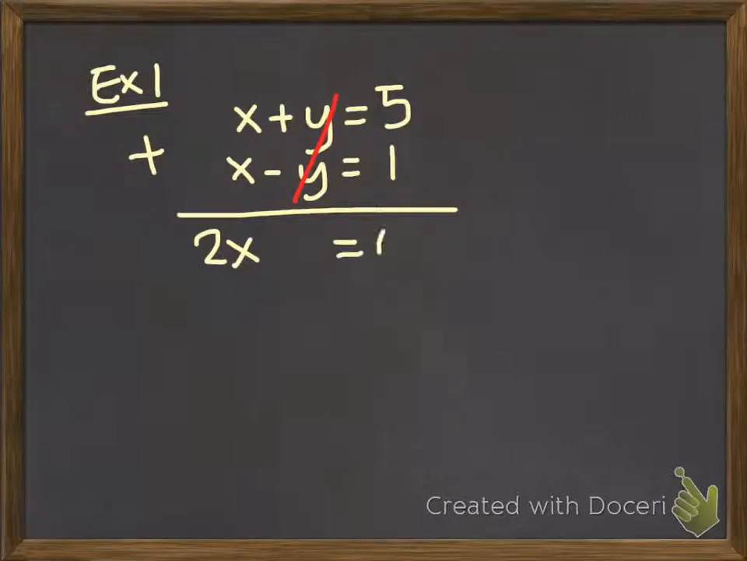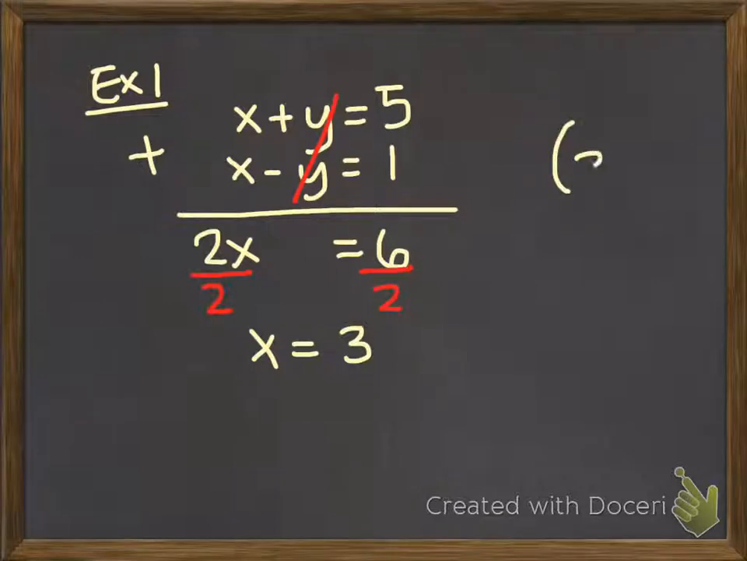equals 5 plus 1 is 6. So 2x equals 6, divide by 2, and you get x equals 3. Okay, that only gives us one part of the point of intersection. That gives us the x part. We now need the y part.